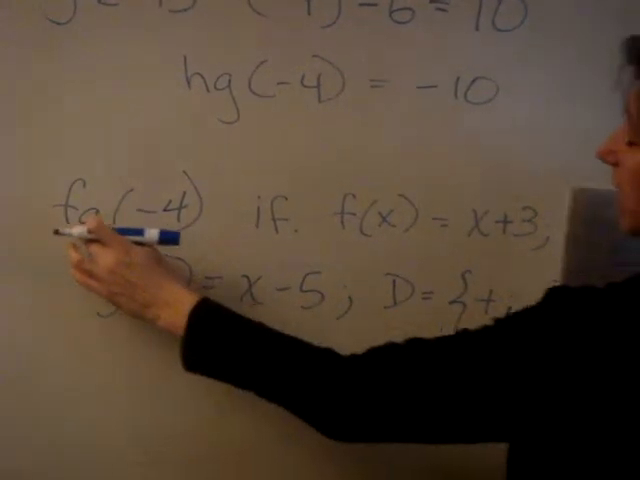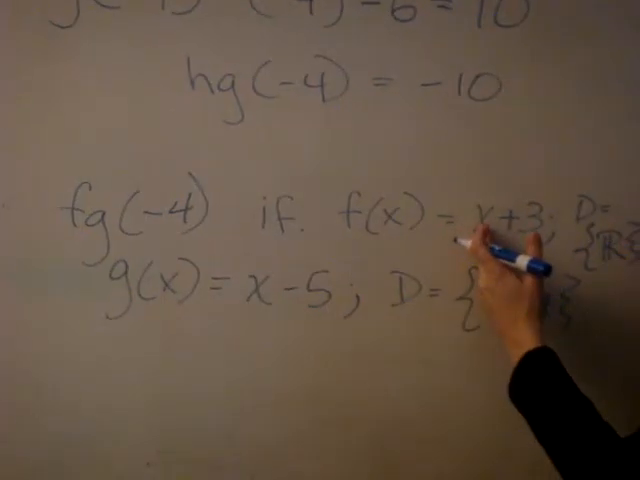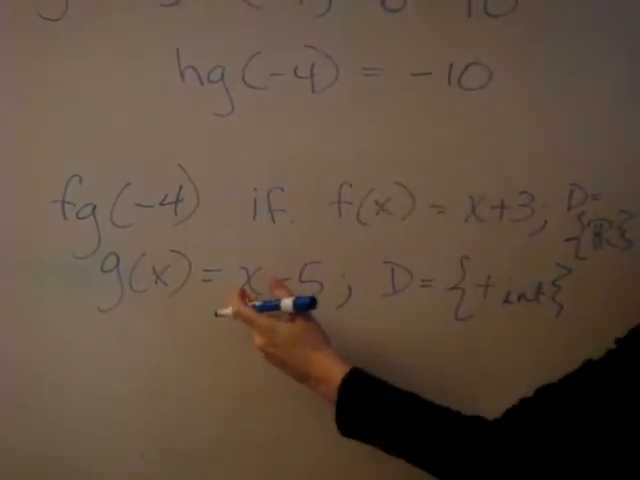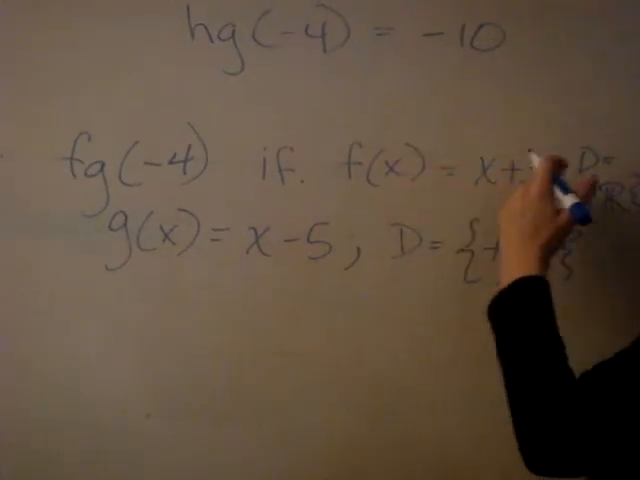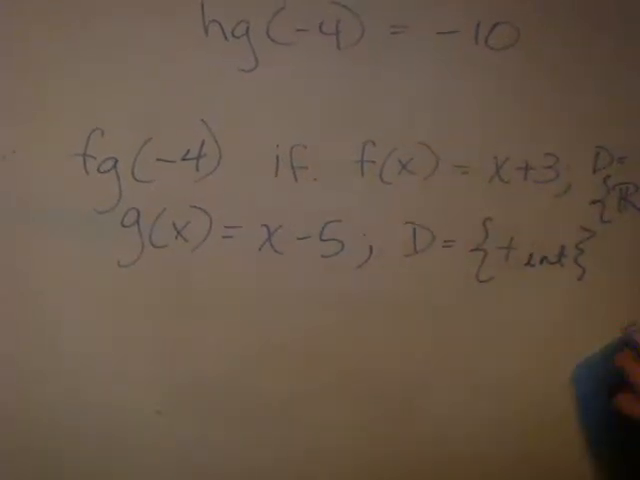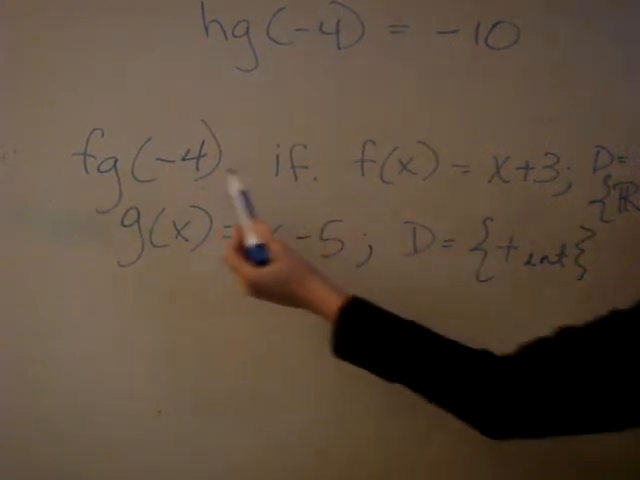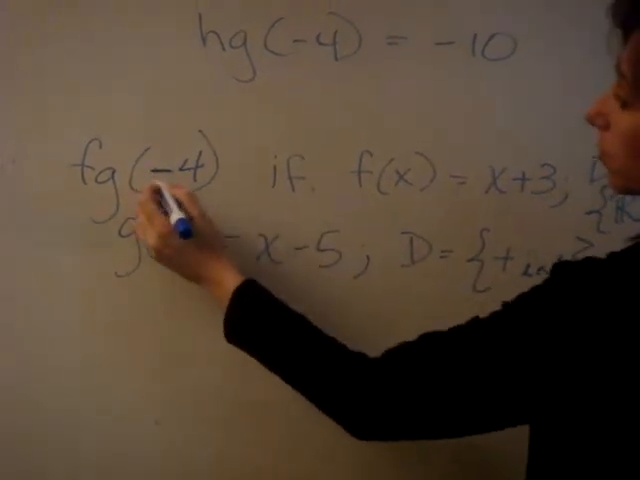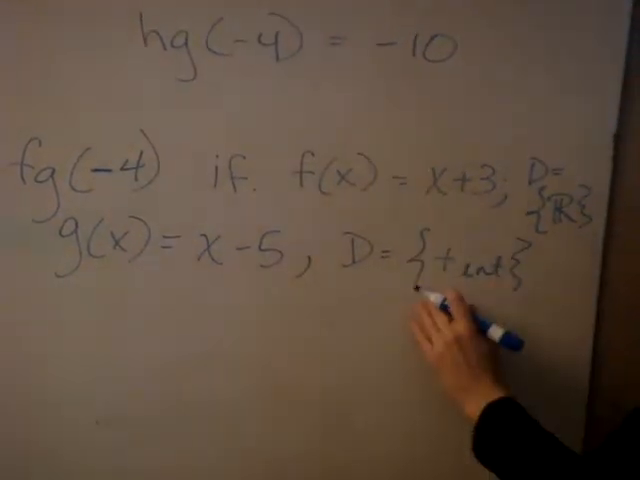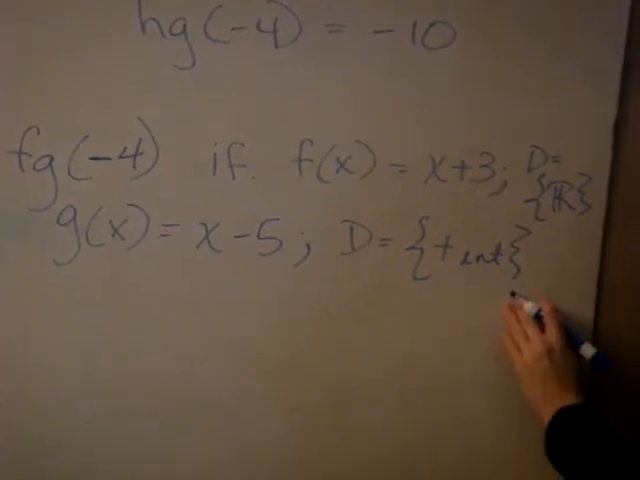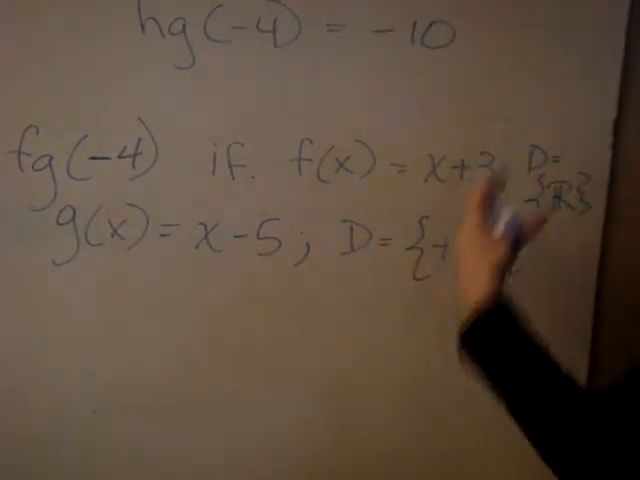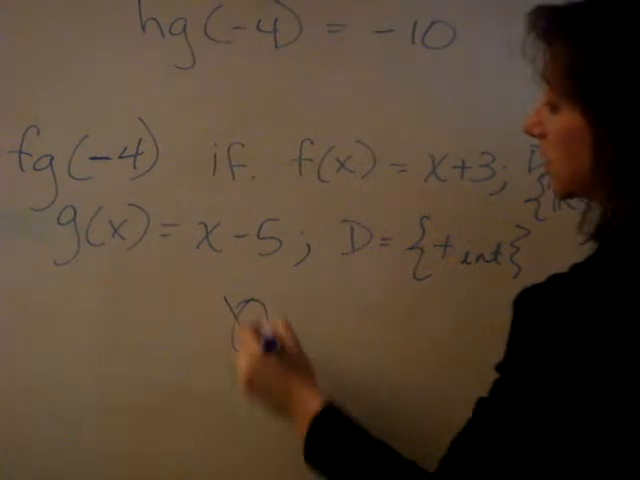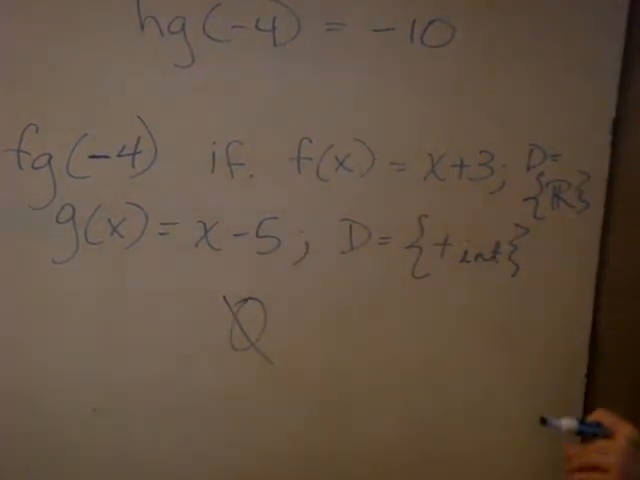So they want us to find f times g, so what we do is we put a negative 4 in for the x here and get an answer, negative 4 in for the x here, get an answer, and multiply those two answers together, and that's how you multiply functions. But right away, we're going to look at our number. We have negative 4. That does not fit in the domain. It's not a positive integer, so we can't do anything with this problem. We just write the empty set, and that's all you have to do. That's it.